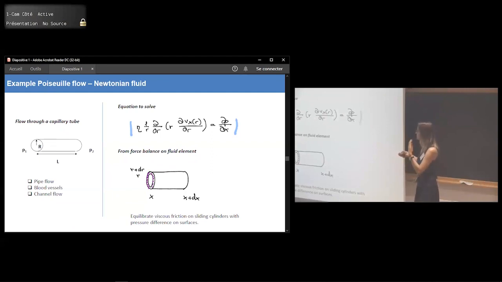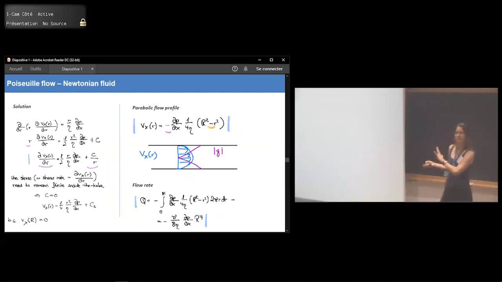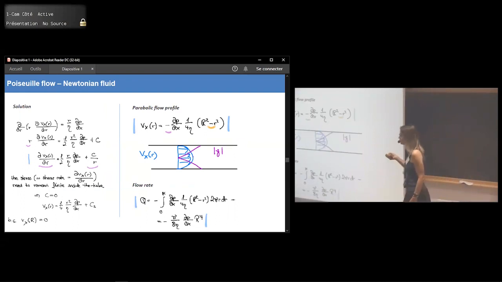And now once we have the equation, we can actually resolve it. Just for completeness, I have written it there, but I will hide it now. It will be on the slides, so if you want to see it, you can. It's a very standard calculation: you just integrate and use your boundary conditions where the velocity needs to be 0, and you end up with a very famous solution, which is the parabolic flow profile of Poiseuille flow.